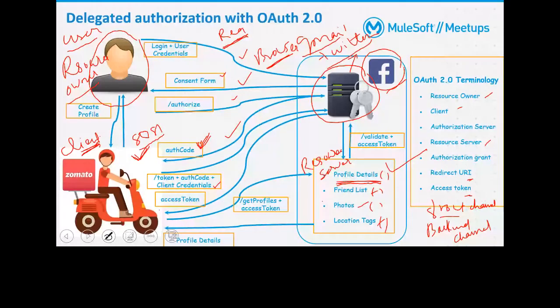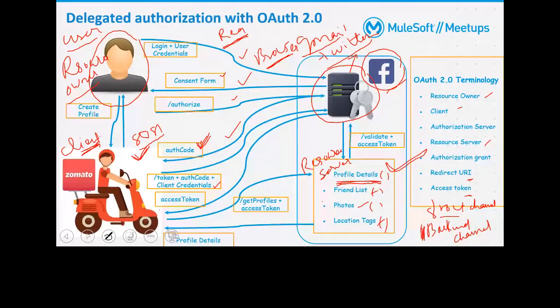So there are some scenarios where you'll be using the backend channel. The backend channel says that no, I won't trust this auth code. Can you go ahead and give me your access token? That's the reason, even though we have the auth code, with the auth code alone you cannot access this profile details API.